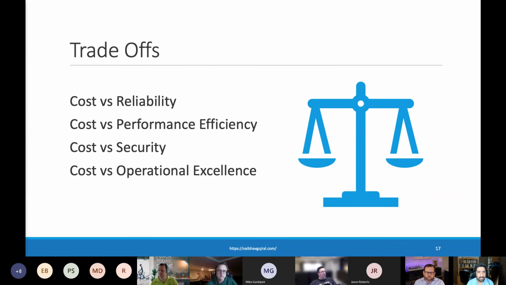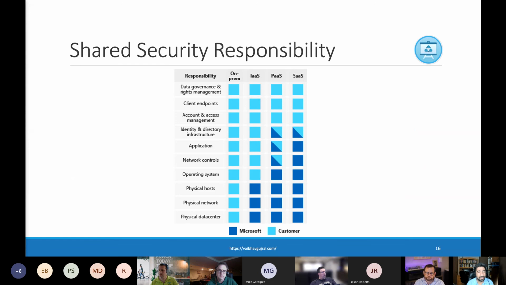Any questions so far about security? The shared security model?